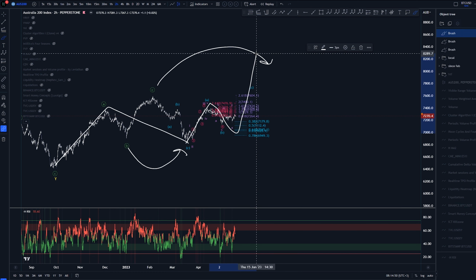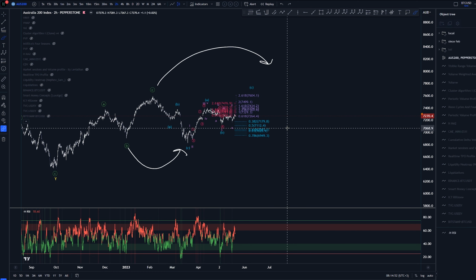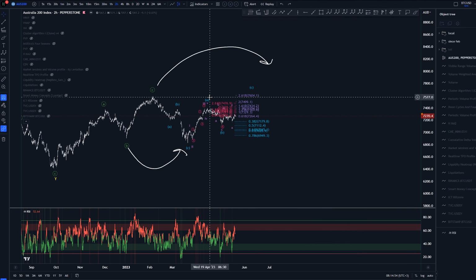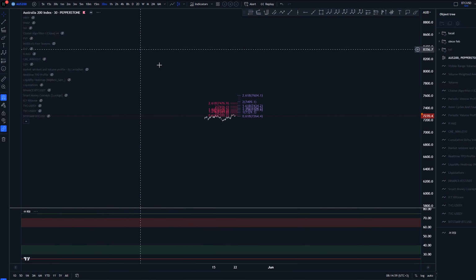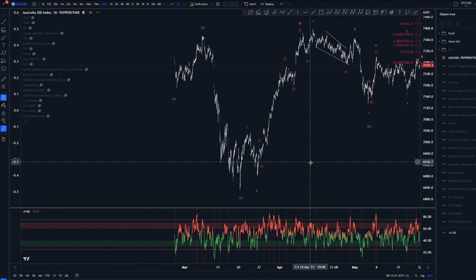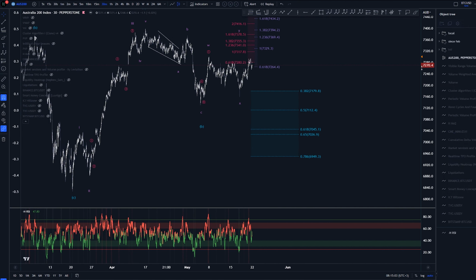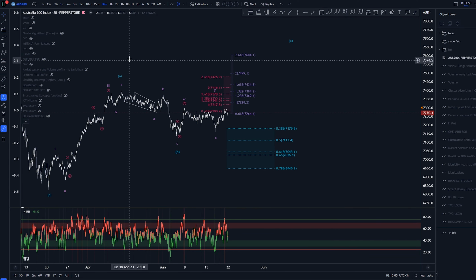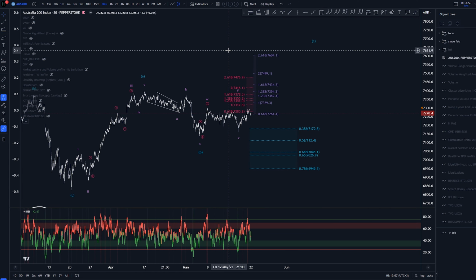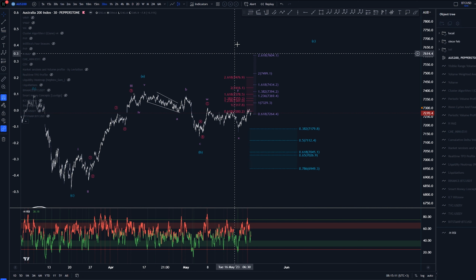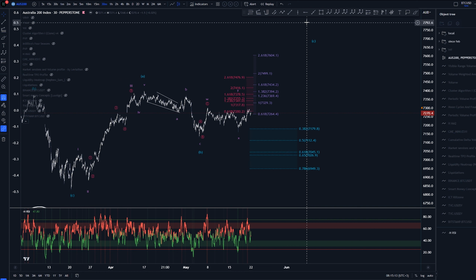So 1, 2, 3, 4, 5. But overall, as there are multiple different counts, it is good to be more conservative and take your profits earlier and not just assume that, okay, I see one count that has the potential of having it as a 1, 2, 3, so I'm going to be looking for only the 1.6 minutes. That doesn't make sense.